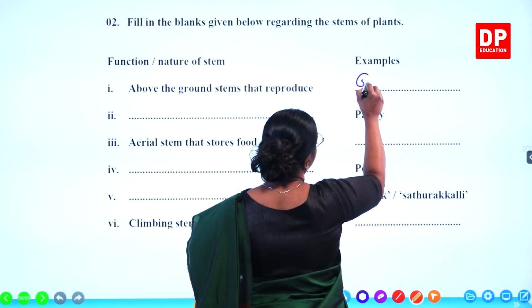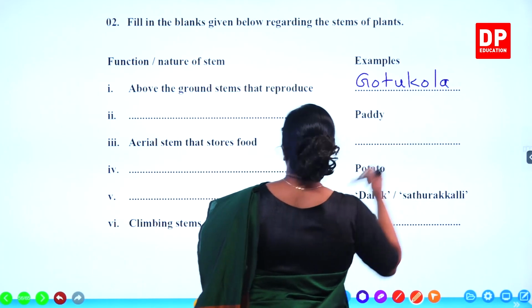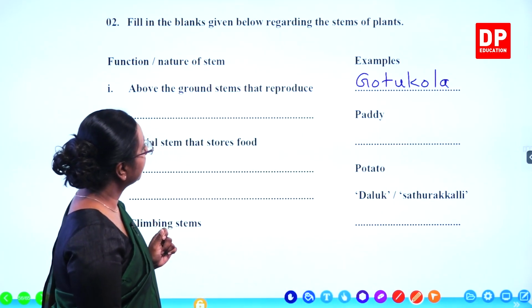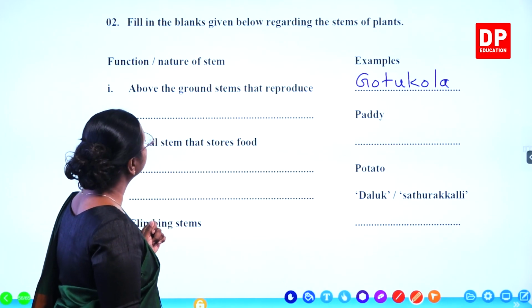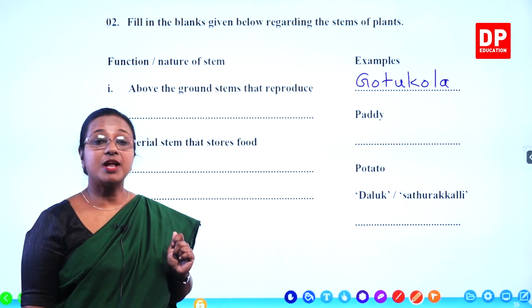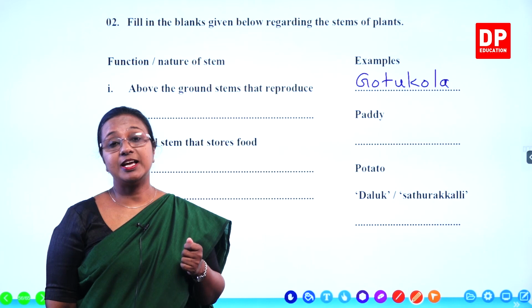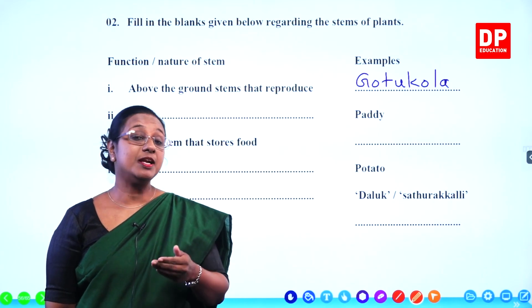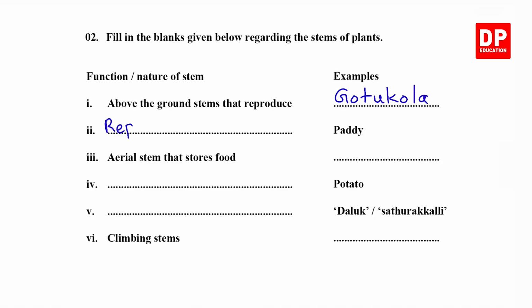So above the ground stems that reproduce. So I will write the example as gotukola. Then the second one, paddy, is an example. We have to write the function or nature of stem. What can you write for the nature of stem? So I told you all a little while ago, we can say they reproduce by suckers. So here I can say reproduction by suckers.